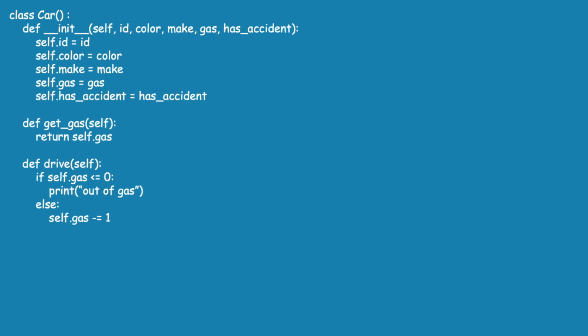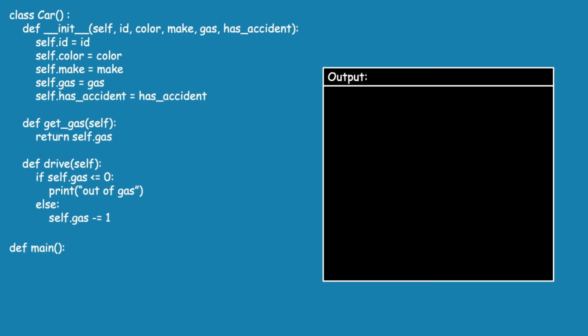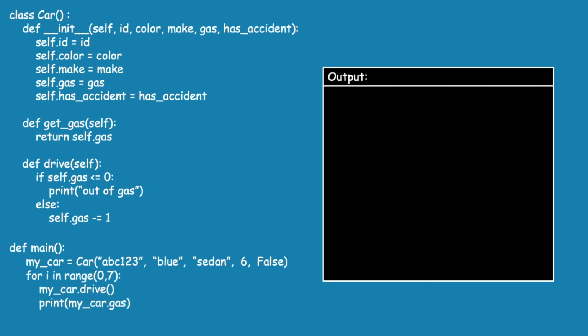If I have a main function like this, then mycar.drive is called 7 times when the gas is 6. The gas value is printed out after each call to the drive function. The first print would result in 5. The subsequent prints would print out 1 less than the previous. Once the gas hits 0, the drive function will print out of gas, and then the print statement will print the value of the gas, which would print 0.